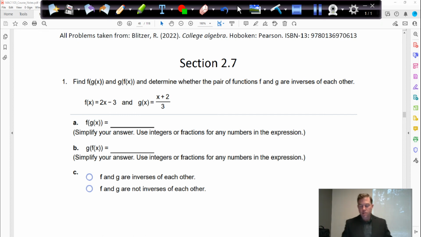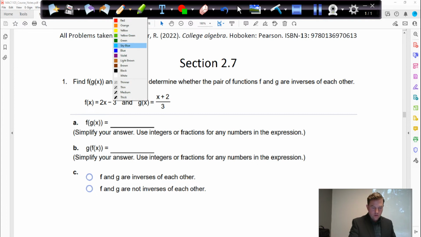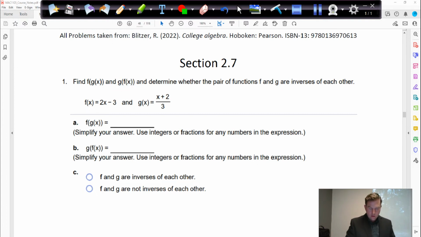In section 2.7, we will look at what are called inverse functions. We have an f and a g, and picking up from section 2.6, it says find the composite function. So it says find f of g of x. For f of g of x, we're going to take all of g and place it into the x of f. So let's try that.